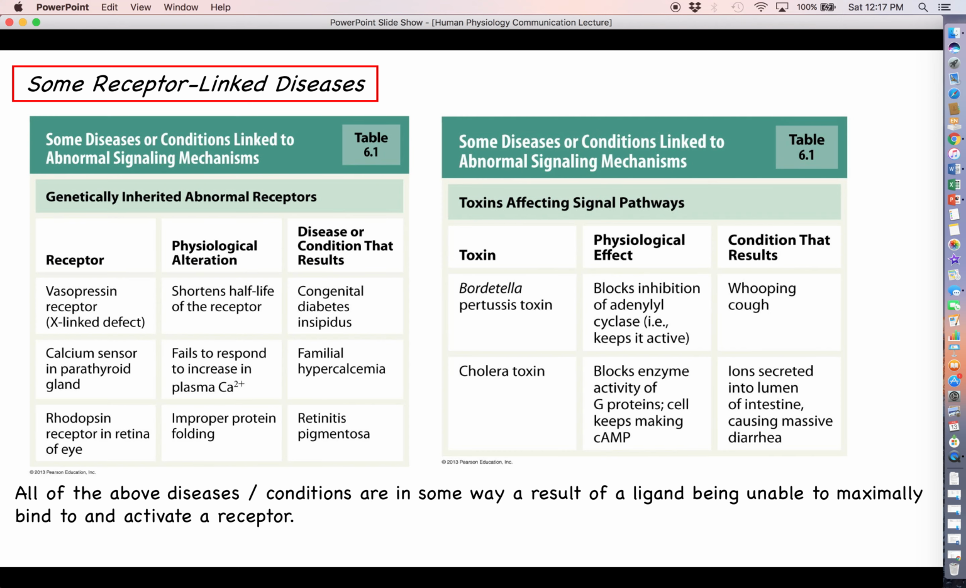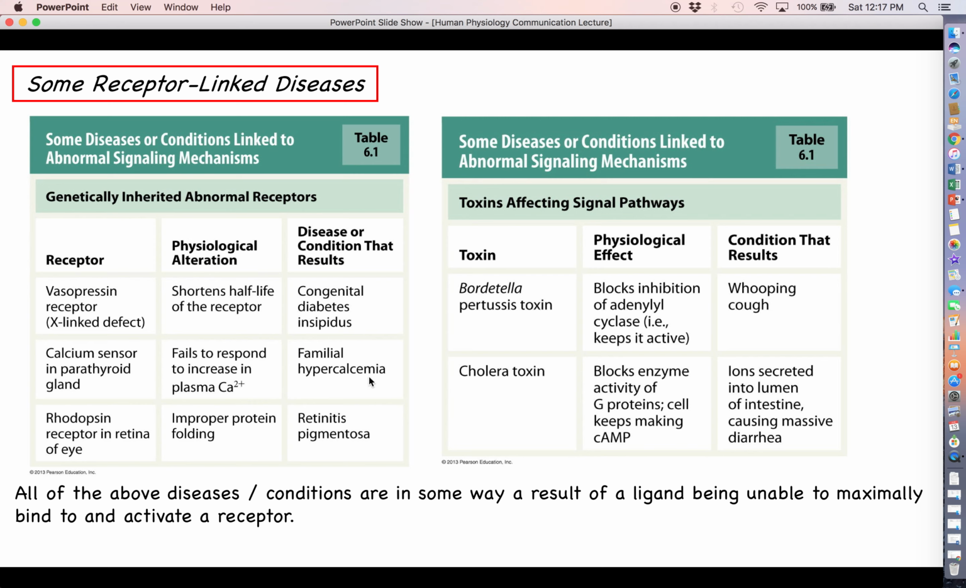And then we're not going to get into the specifics of any of these diseases that are listed here, but this is just an on-your-own if you're interested in receptor-linked diseases, meaning diseases that are caused by some faulty ligand-receptor relationship. There are some diseases listed here. So diabetes insipidus is a defect in the vasopressin, or what's more commonly called antidiuretic hormone, receptor in the kidneys. So it causes issues with water retention and urination.